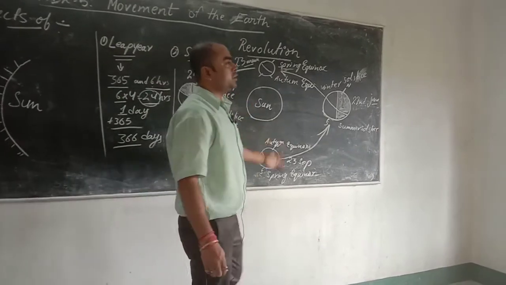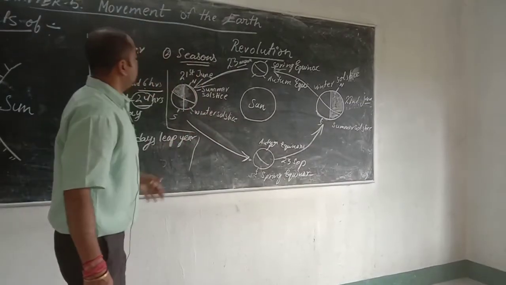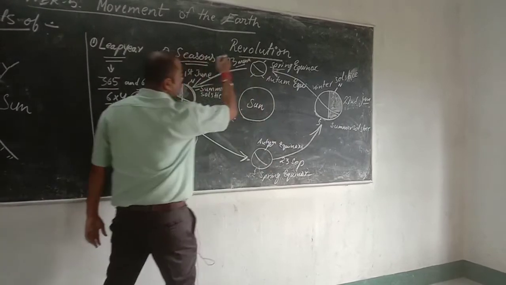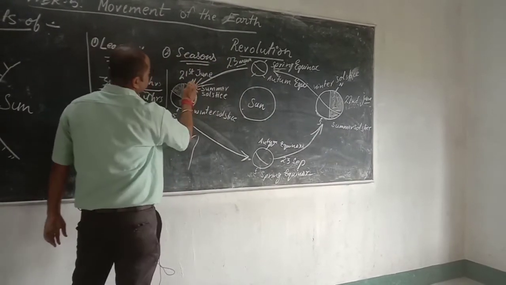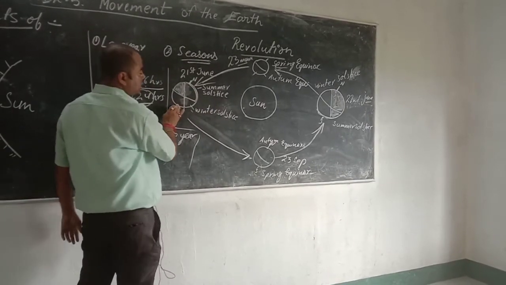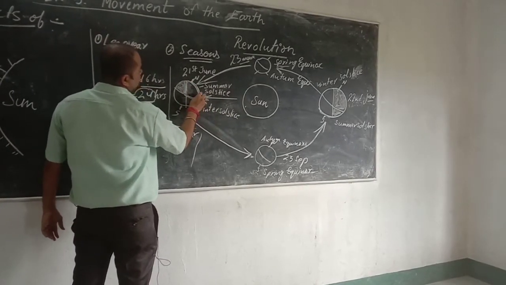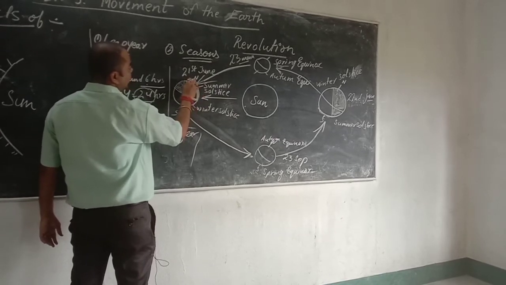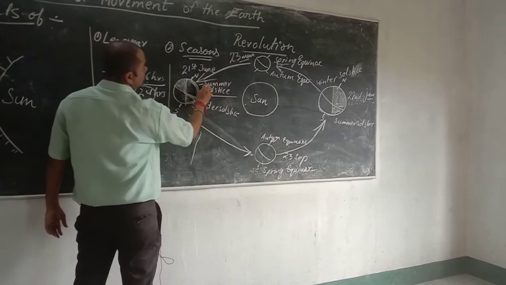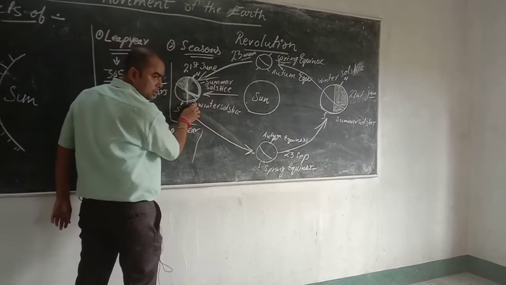Now let's come to the other effect of revolution, that is seasons. As you can see in the diagram, the sun is in the middle and this is the earth, and this is the earth's orbit revolving around the sun. Now when the earth is in this position, the northern hemisphere is facing maximum daylight and the southern part is facing very little daylight. That time it is summer solstice, that means the longest day for the northern hemisphere and the shortest day for the southern hemisphere.